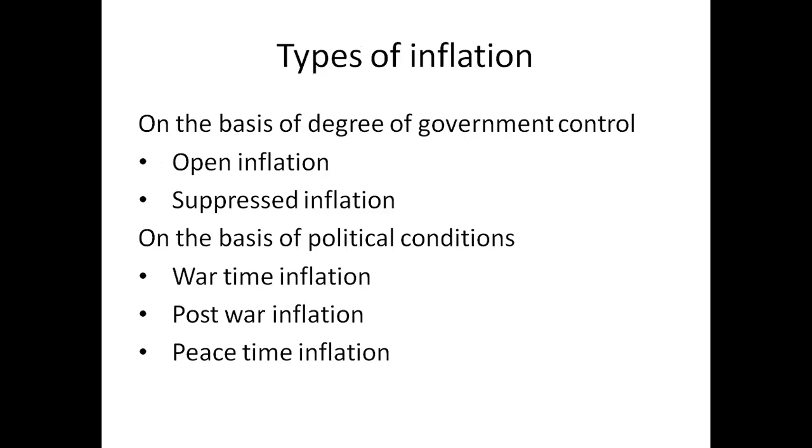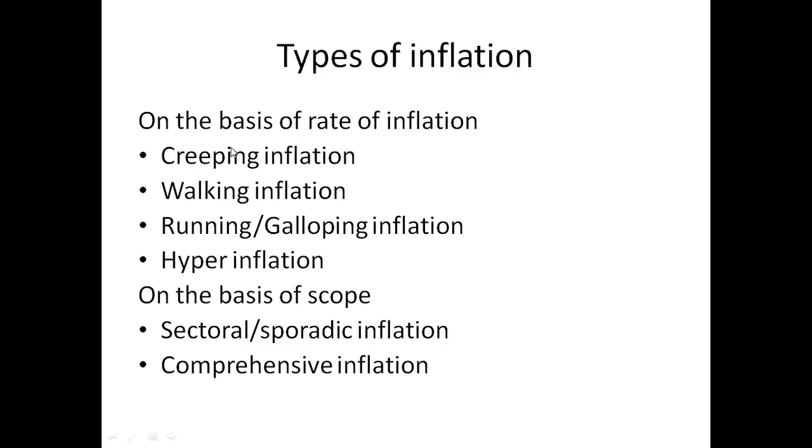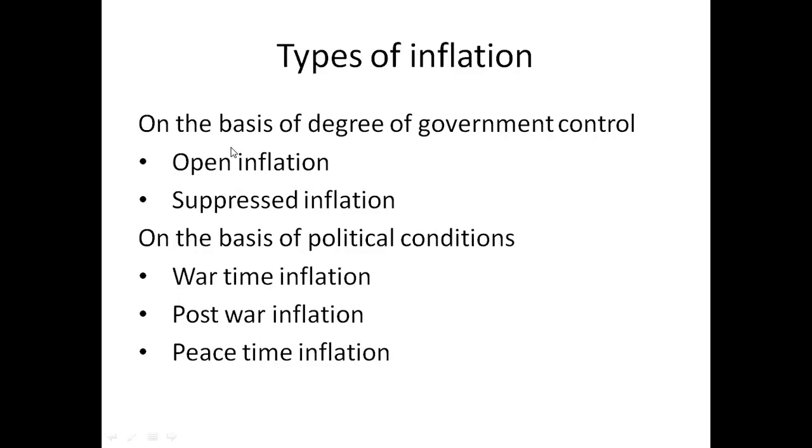First is classification on the basis of degree of government control. I have first point, that is open inflation. What is open inflation? Open inflation is a situation in which no steps are taken to control the rising prices. You understand? According to Milton Friedman, this is a very open situation. Prices continuously rise according to demand and supply condition. Means demand is high and supply is less. That's why there is open inflation.